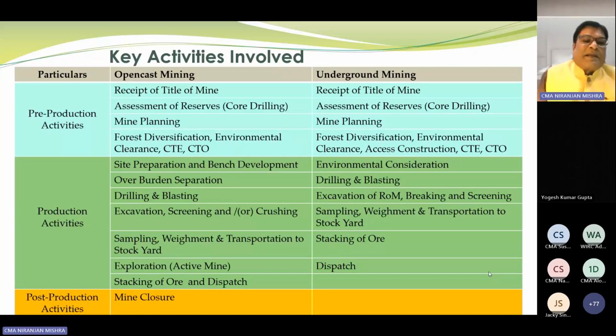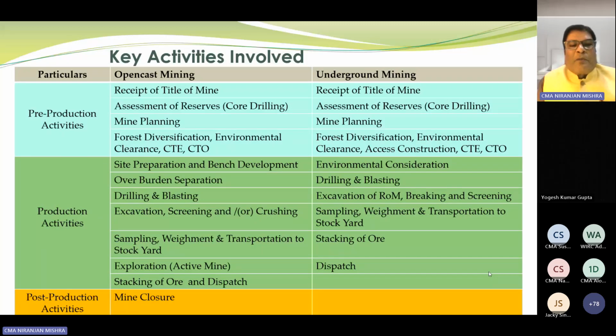Excavation, screening and crushing, all three are interrelated activities. After blasting, the company has to go for excavation. Excavation means raising the ore. The size of the ore may be big, so if it does not pass the screening, then it will go for crushing, then again screening. So these are interrelated. After screening, the final ore will come out.